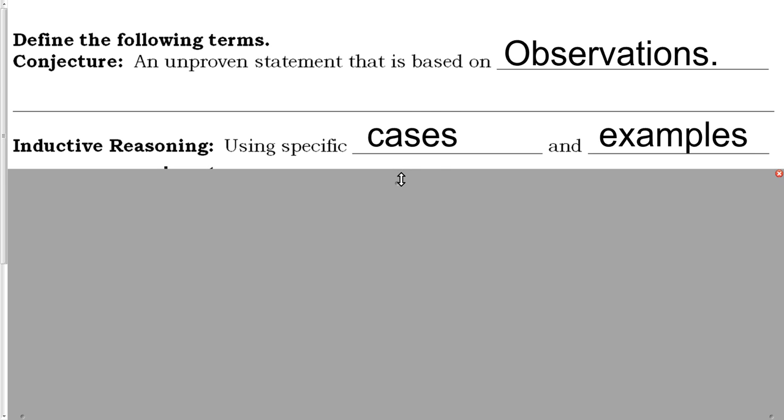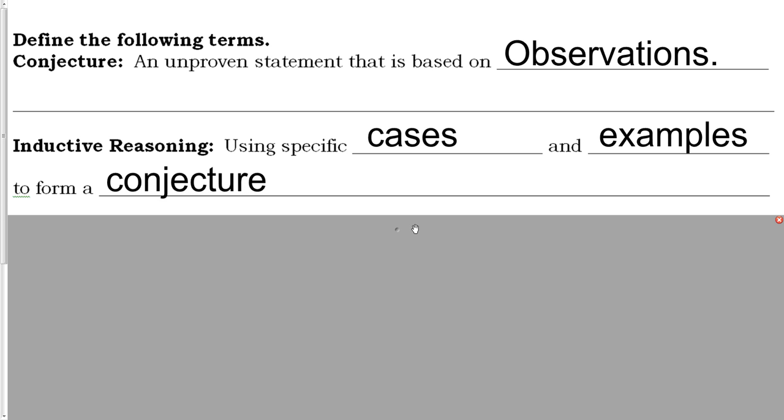Next word, inductive reasoning. Inducting basically means that you're using past cases to make a statement about a current one. So, as it says here, inductive reasoning is when we use specific cases and examples to form a conjecture. So we're going to use the past to help us form a guess as to how things are going to work.